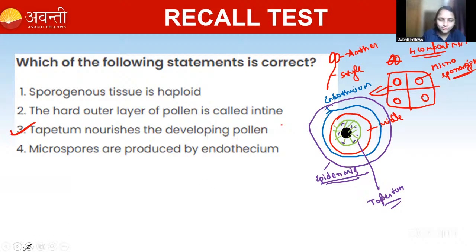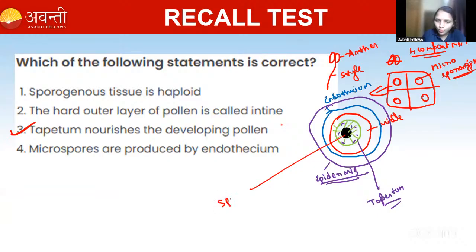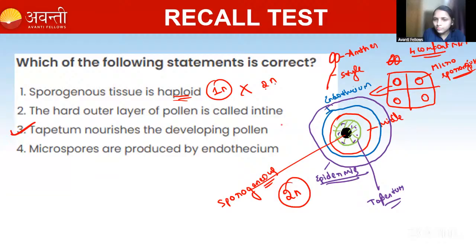This microsporangium tissue inside, what is that also called, guys? Sporogenous tissue. Sporogenous tissue is not haploid. That is diploid, right? Here they have given haploid. No, it is diploid, right? So that's why the first one is wrong. Then coming to the second one, the pollen grain. Here you can see this is the pollen grain inner layer, and this is the pollen grain outer layer. The outer layer is hard, and it is made up of sporopollenin.